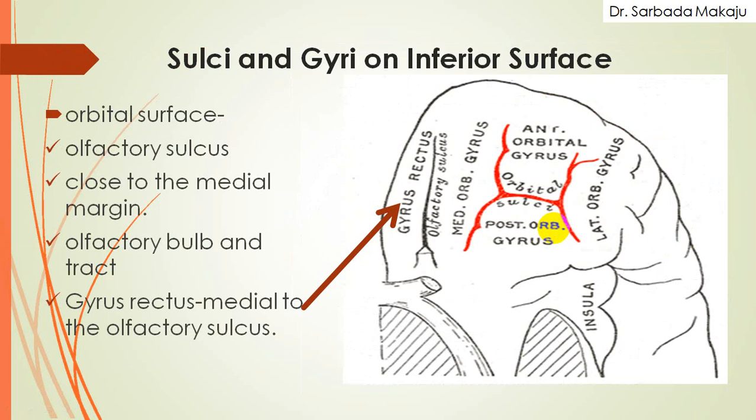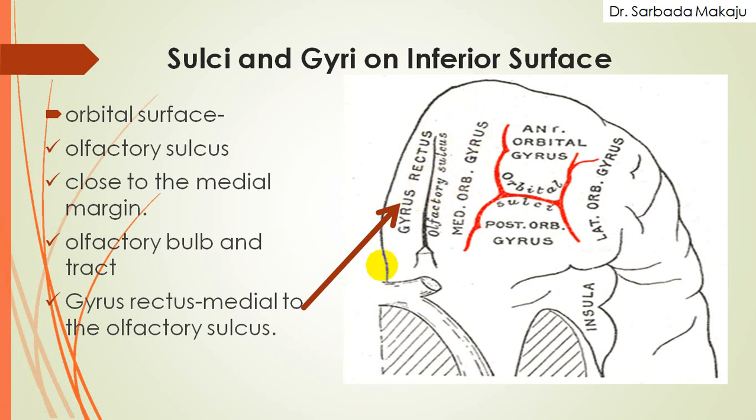Now the gyri and the sulci that are present in the inferior surface of the cerebral hemisphere. Now we will talk about the orbital surface. This portion is known as the orbital surface. Within this orbital surface, there is a sulcus known as the olfactory sulcus, which runs along the bulb of the olfactory nerves. This portion is close to this border, which is known as the medial margin. Within this, there is the presence of the bulb, which I have already discussed, that is the olfactory bulb and the tract.